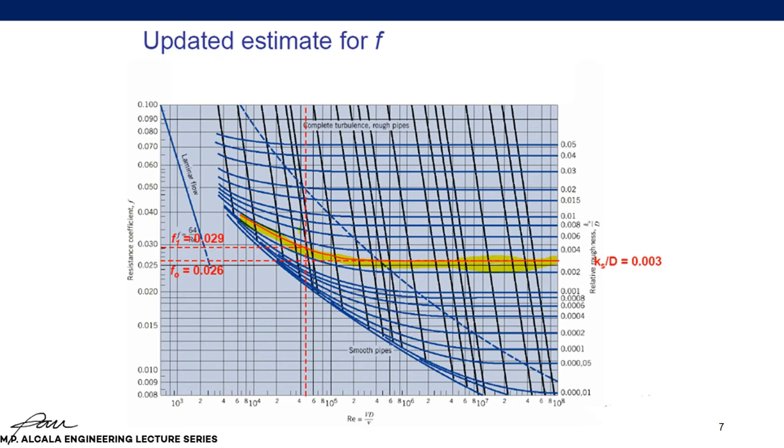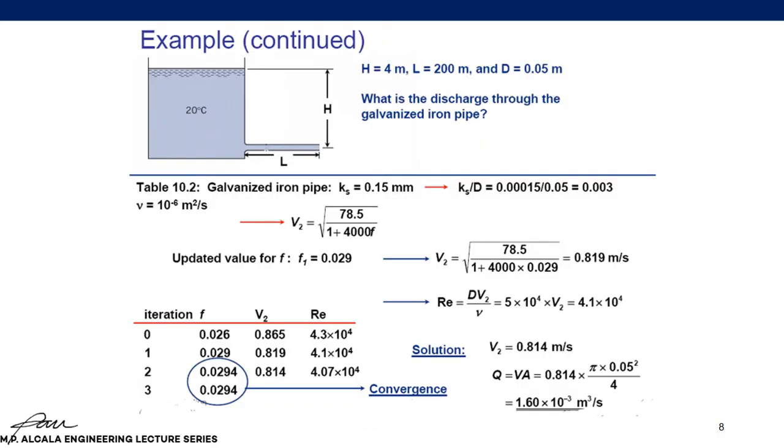So the intersection is this point, okay? So we are now to omit this earlier 0.026. We are now concerned with the new iterated value of f of 0.029, okay? So from the cross-check from the Moody diagram, 0.029, inputting it to your equation here, will give you simply a velocity of 0.819. So close to the previous iteration with 0.865.